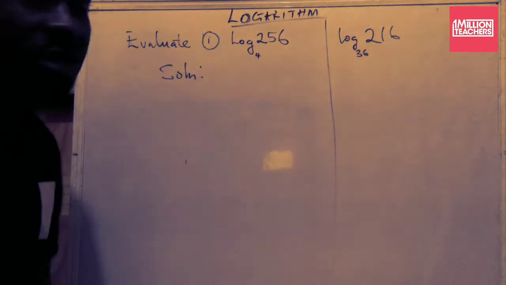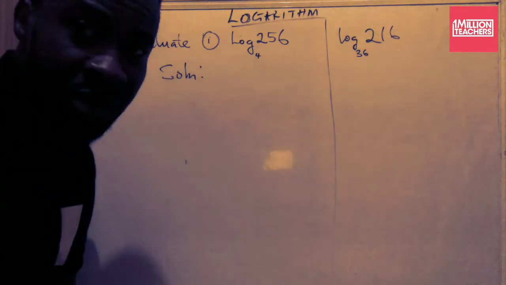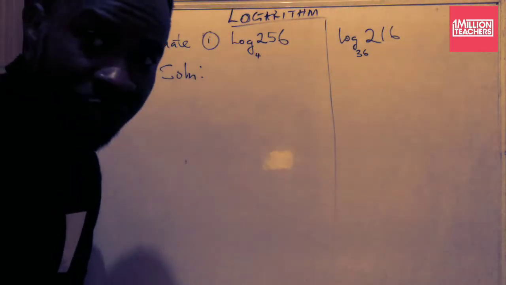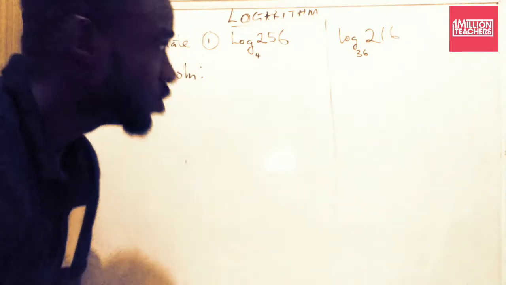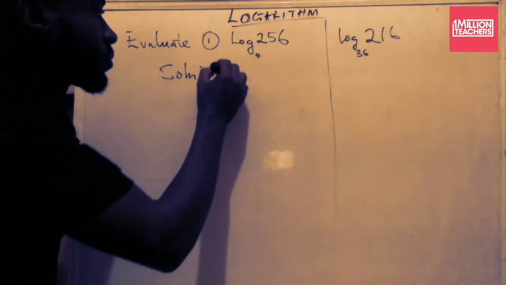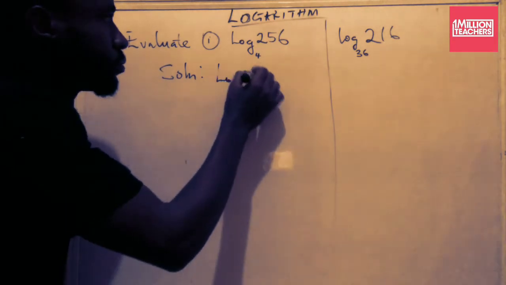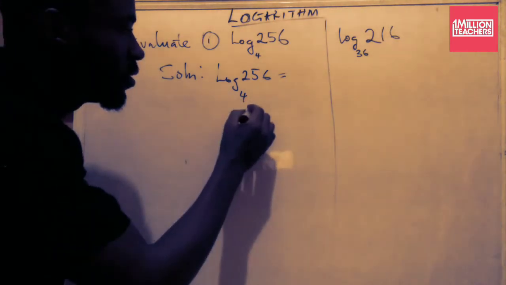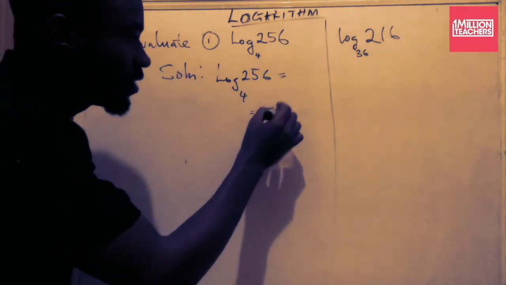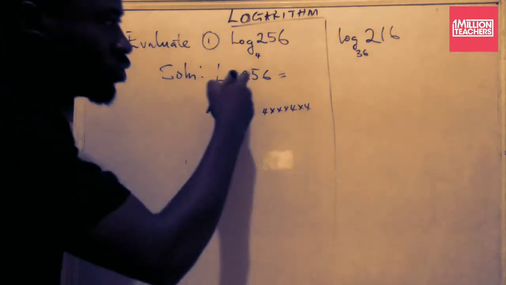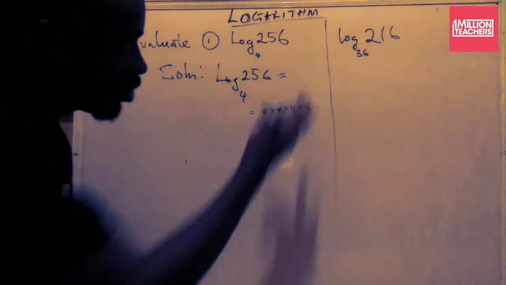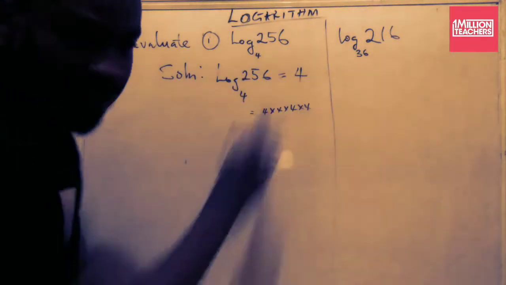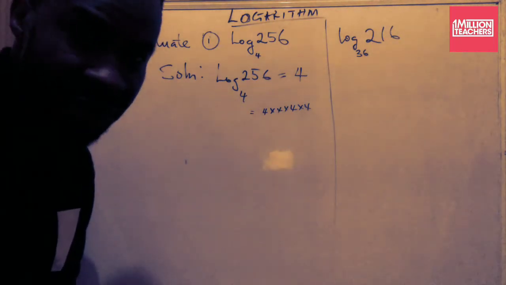Now, solution to this. Recall that I said that logarithm tells you about the power of the base to give that number. So it tells you how many times the base times itself to give the number. So just by looking at this, I know that if 4 times itself 4 times, it will give me this. So just looking at this, I know that the logarithm to this answer is 4. That's the answer by looking at that.